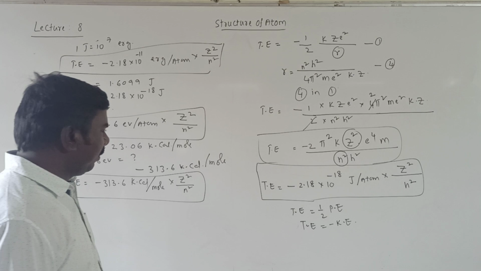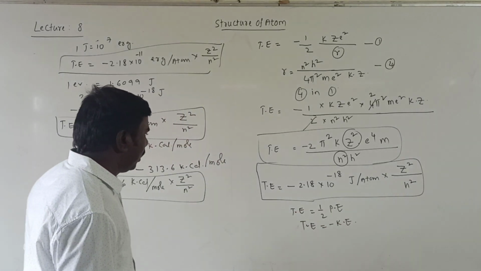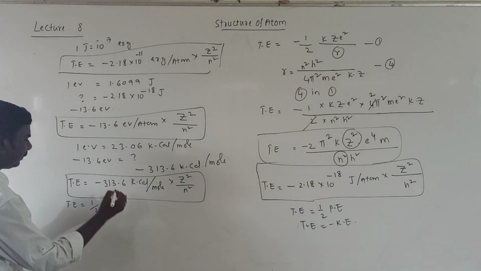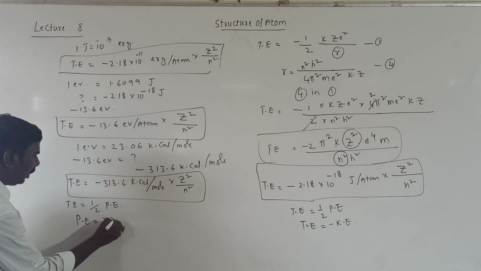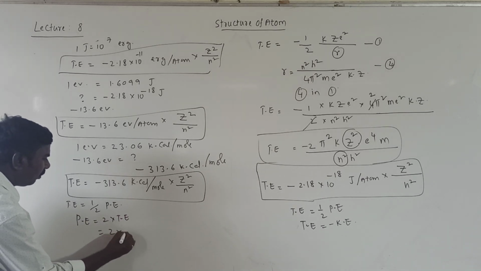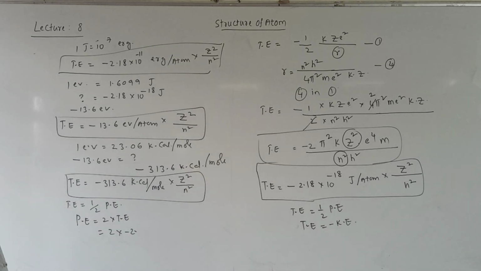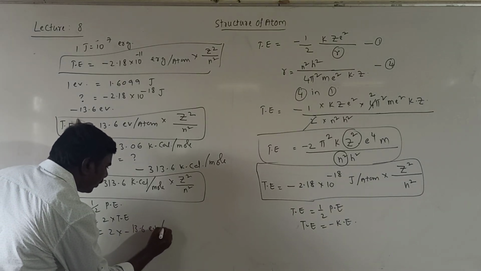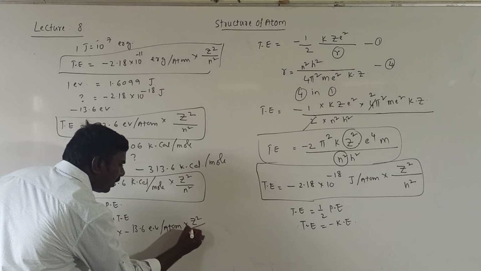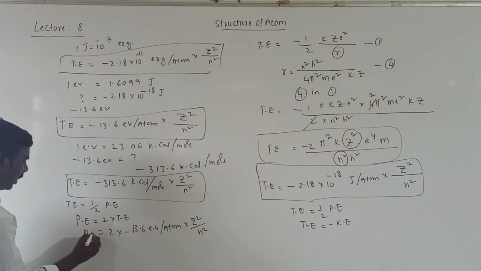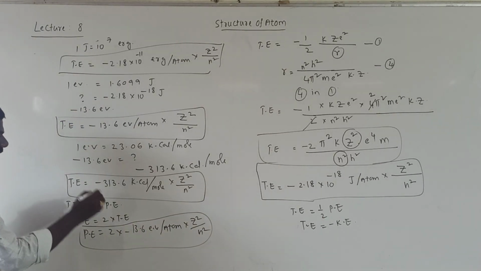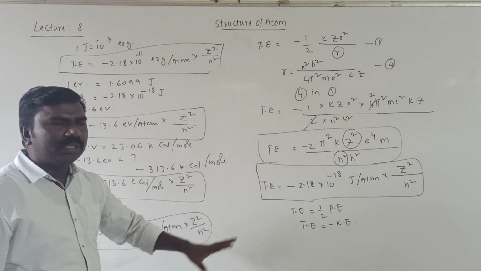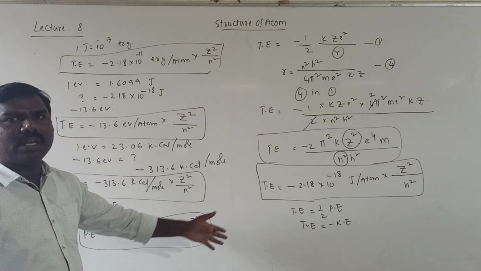Next, formulas are very, very important. Total energy is equal to half into potential energy. Now, potential energy is equal to 2 into total energy. 2 into minus 2.18, whatever you can take, otherwise I am taking minus 13.6 electron volts per atom into Z square by n square. This is the potential energy of an electron in electron volts. In joules it means minus 2.18, and in kilocalories it means minus 313 point.